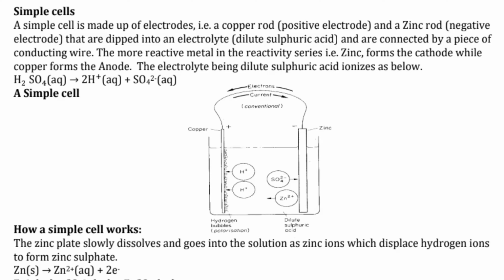The metal which is more reactive in the reactivity series forms the cathode. Cathode is a negative terminal or a negative electrode. And the one which is less reactive makes the anode, which is the positive electrode.